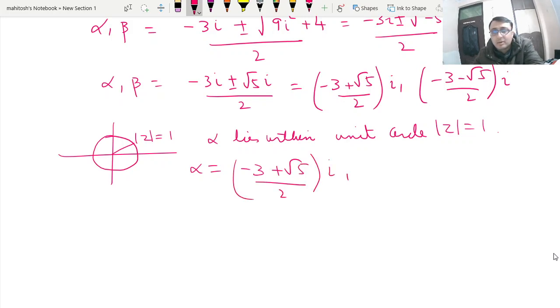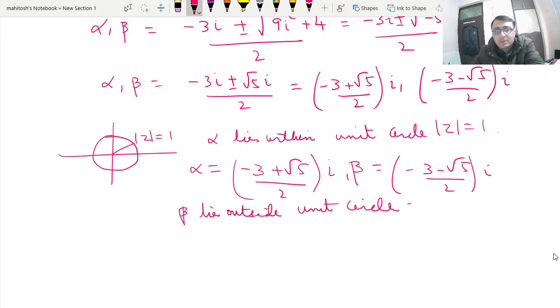Okay. And beta is root 5, this is something 2 point, so this is your minus. So this lies within the unit circle, whereas this goes outside the unit circle. This is 2 minus 2 and minus 3 minus 5, so 2.5. So it is by 2. So beta lies outside the unit circle.